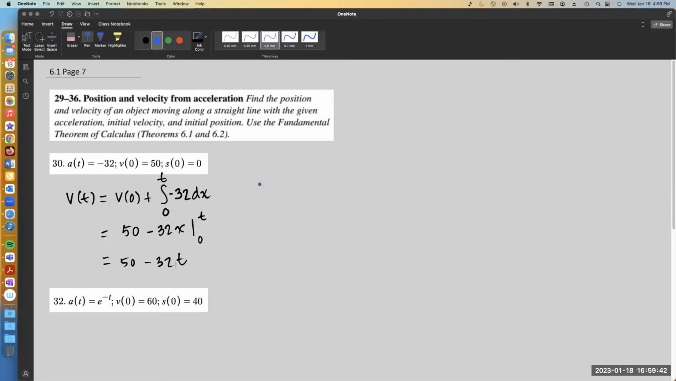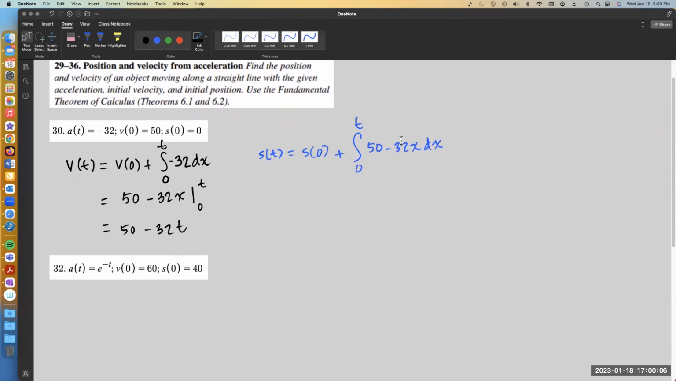Now we have velocity. Now we can find position from velocity. So position at some future time t depends on where you start. You need your initial position, but then you're going to add 0 to t. And now we're going to put our velocity function in here. But again, can't use a t. We already have t spoken for right there. Now we plug in our initial value. So s of 0, ooh, it's 0. And then we integrate this with respect to x. And there's 0 to t.